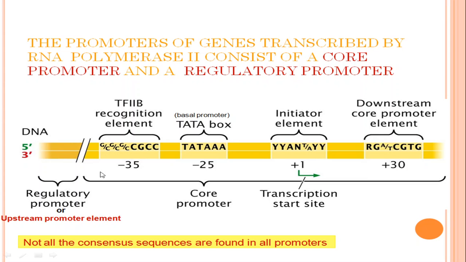This is the core promoter. Upstream to the core promoter, there is the regulatory promoter. At the -25 region of the core promoter, there is a TATA box. This sequence plays a significant role in initiating the process of transcription. There is another consensus sequence located at the -35 region.